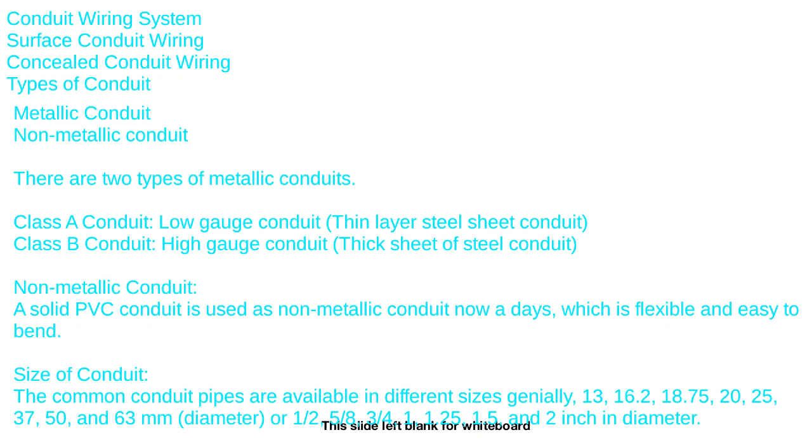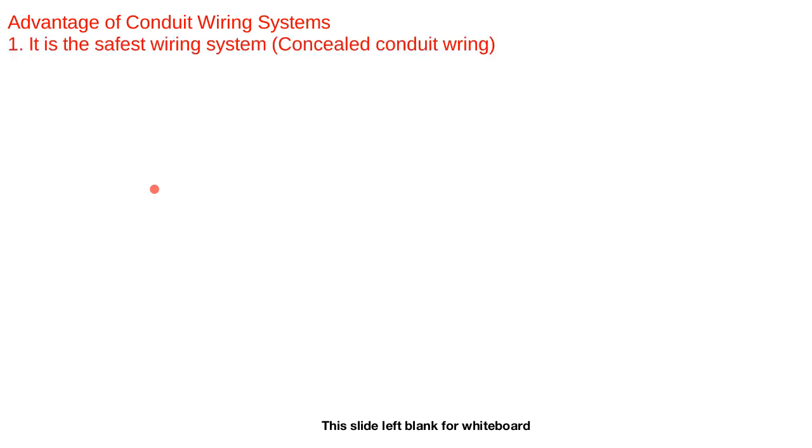So lastly, we look at the advantages and disadvantages of this type of wiring solution. Advantages and disadvantages, and this is the most examinable part when it comes to wiring system, conduit wiring system, because they are the most applicable type of wiring system nowadays. So we start with the advantages. One is that it is the safest type of wiring system, especially the concealed conduit wiring.